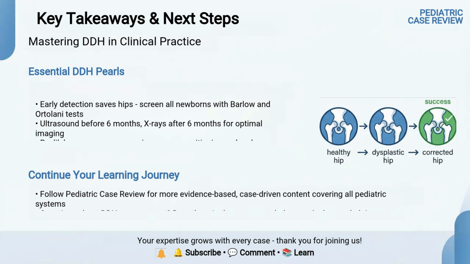And that brings us to the end of this case-based review on developmental dysplasia of the hip. Let us recap the essential clinical pearls. Early detection saves hips. Screen all newborns with Barlow and Ortolani tests. Use ultrasound before 6 months and X-rays after 6 months for optimal imaging.